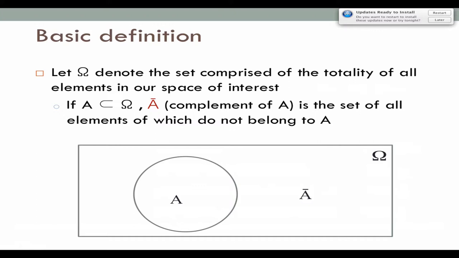Still, omega is denoting the whole sample space. If one event A belongs to omega, that is one event A. So here in the picture, we just use a rectangle, this frame, to denote the whole sample space. If A belongs to omega, then we draw a circle inside the frame to denote the event A. Then A bar, we call it the complement of A, or not event A. They all denote the same thing. That is the set of all elements that do not belong to A. That is in the rectangle, anywhere other than the circle. That is A bar, the complement of event A.